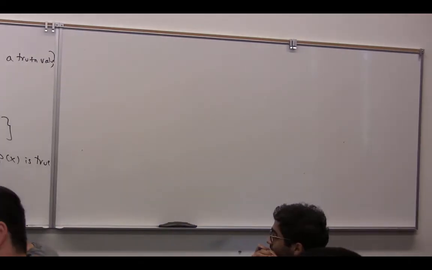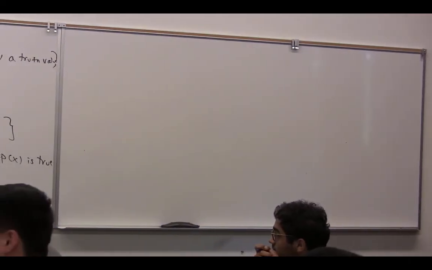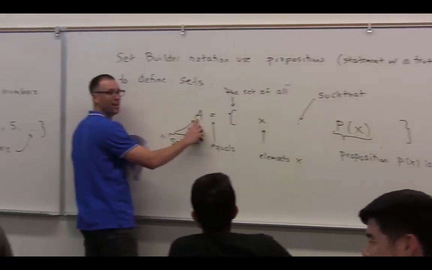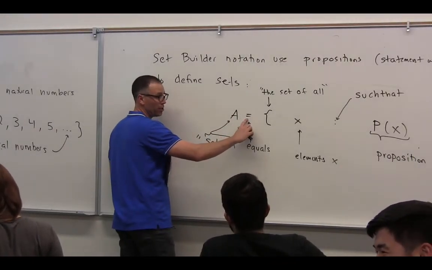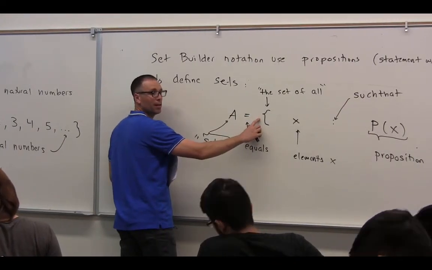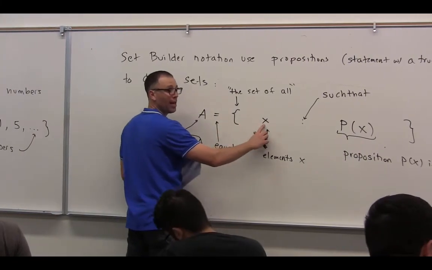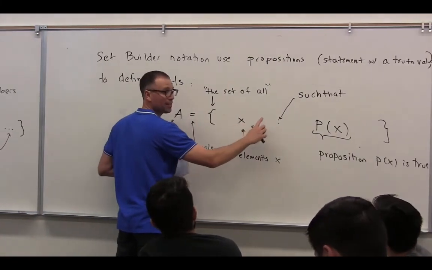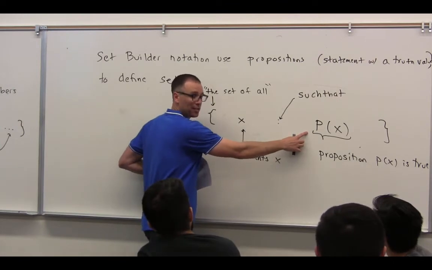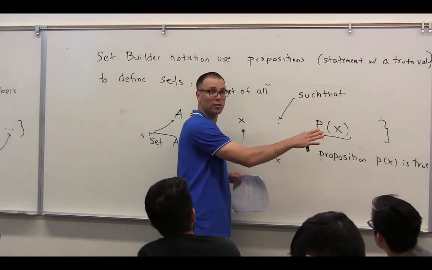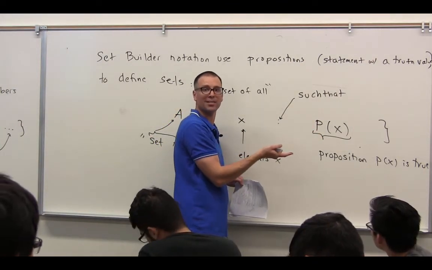Okay, so let's read this together. When we do set builder notation, the whole idea is we write the name of the set, equality, which is quite interesting, the set of all elements x such that proposition P of x is true. If it's not true, if it's false, then x is not an element of that set.